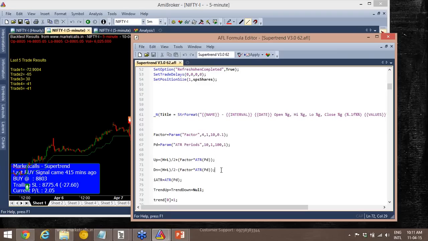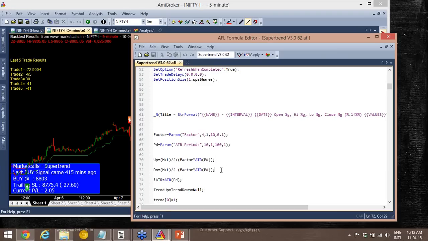The lesser the factor, the more trades, and the higher the factor, the fewer trades, and your stop loss will get bigger. So if you are increasing the factor, it means you are increasing your risk. We don't have any filters here as of now. So whenever there is a buy, we'll go for a buy signal. Whenever there is a sell, we go for a sell signal.